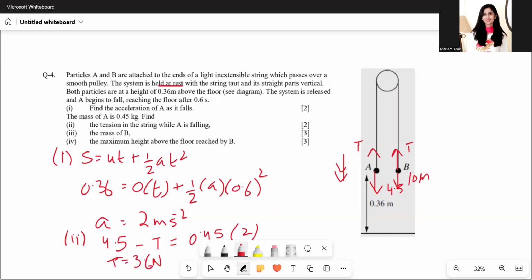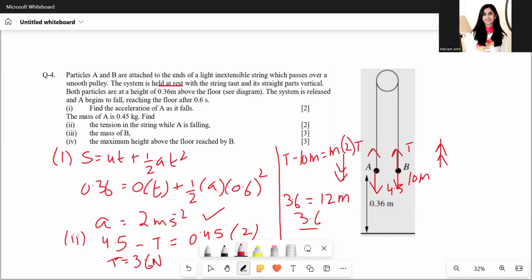Now for B, it is going to move upwards. We're going to do forward force, which is T, minus backward force, which is 10m, equals mass times acceleration. Acceleration of both the particles stays the same, so that's going to be 2. Also, we found tension, which is 3.6. So 3.6 equals 12m. So 3.6 upon 12 should equal m, which is going to be 0.3.